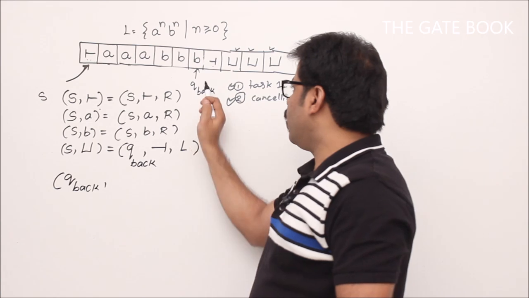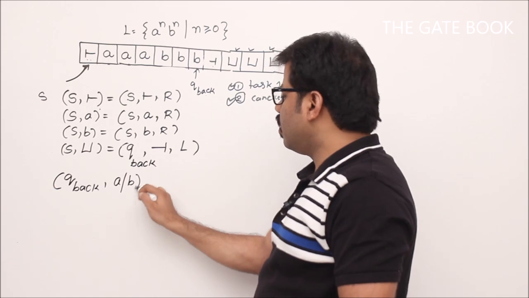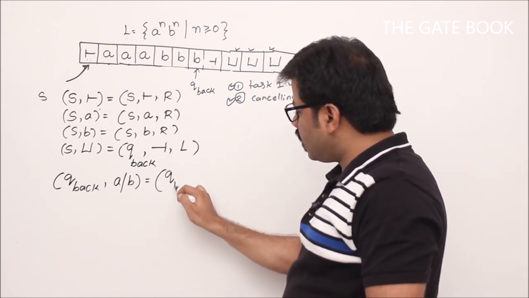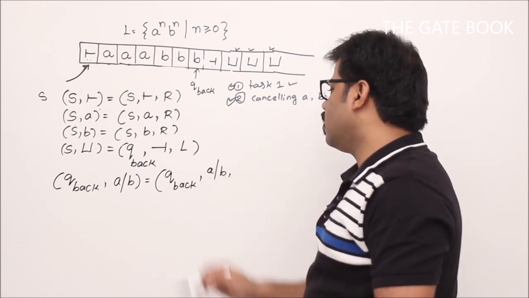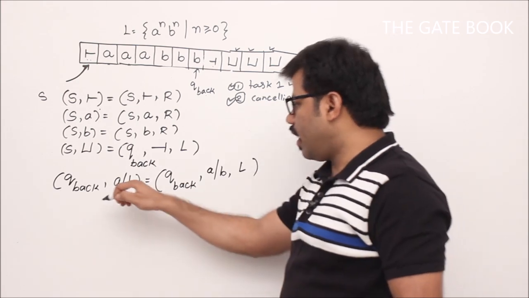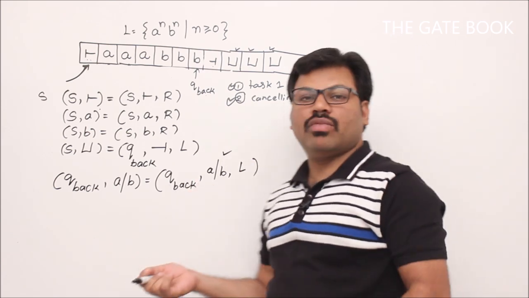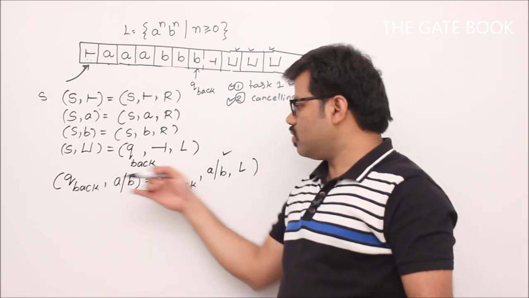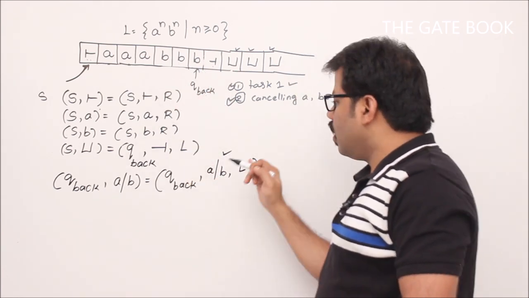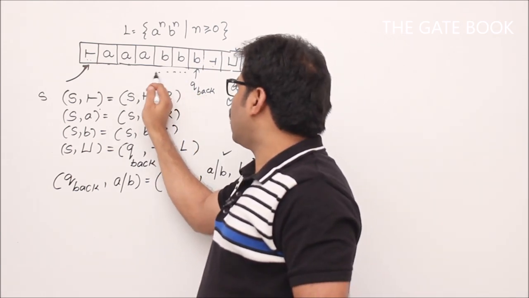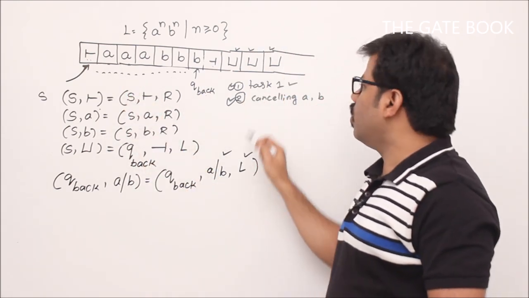For that, the action should be: when you are in Q back and whatever symbol you see, A or B, let me write it like this, A or B, stay in the same state, Q back, don't change A or B, keep as it is, but go left. Generally we have to write A separately and B separately, but for simplicity I'm writing it this way. Maybe I'm not following the original definition, but you can understand that, right? So finally, when you are in Q back state, whatever symbol you see, go left. Eventually, because of this, your control will come left, because we are moving your tape head to the left side.